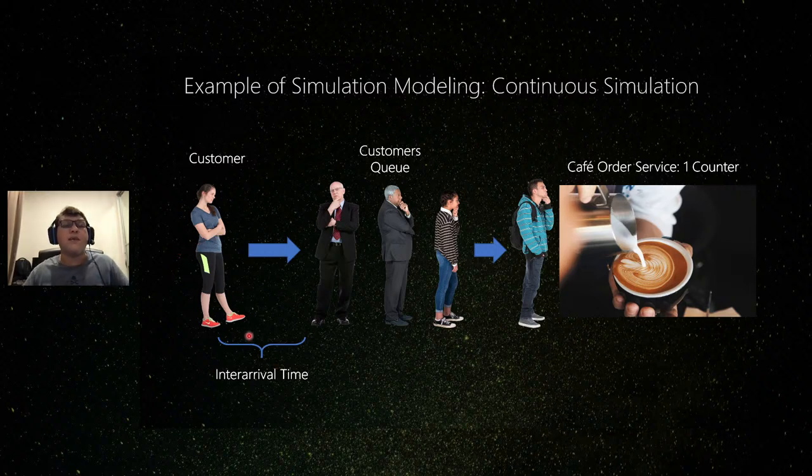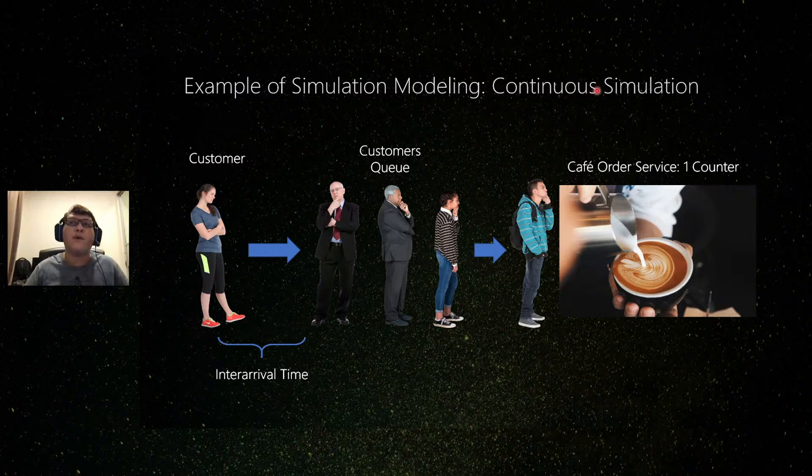So usually in simulation we call it inter-arrival time. This inter-arrival time can be generated in software using a generator and a distribution, for example a Poisson, triangular, or normal distribution. Using this, you'll be able to get the distribution of how long the inter-arrival time is.